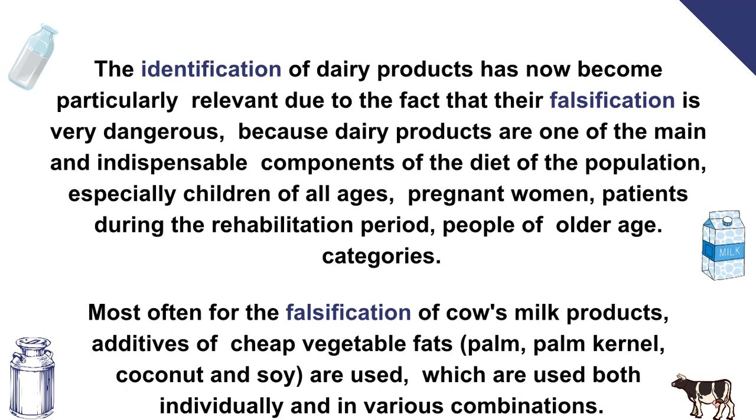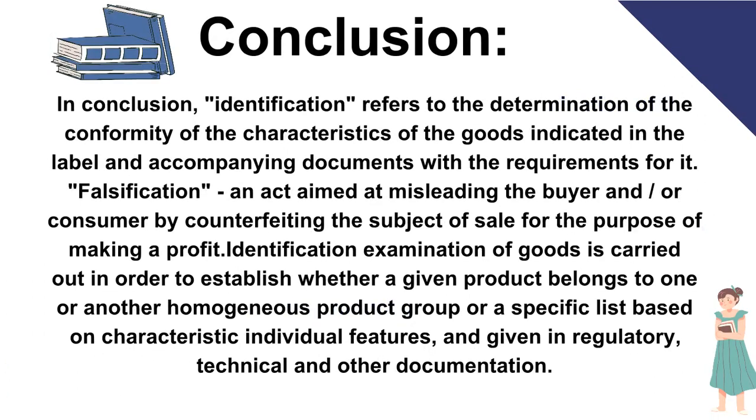Conclusion. In conclusion, identification refers to the determination of the conformity of the characteristics of the goods indicated in the label and accompanying documents with the requirements for it.